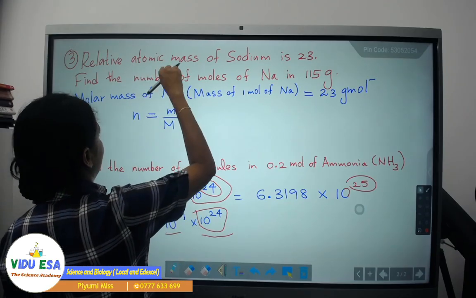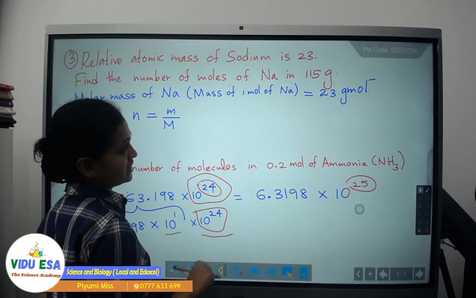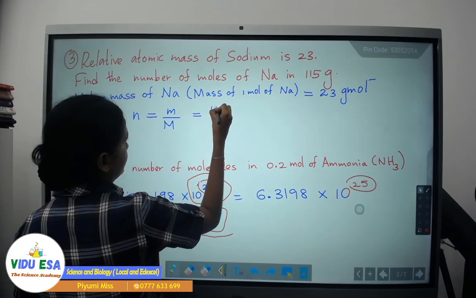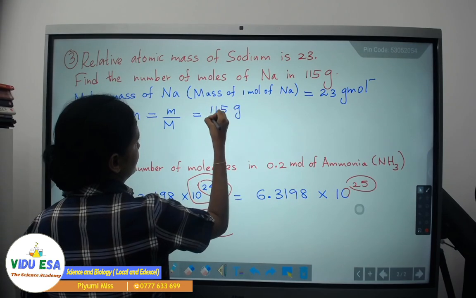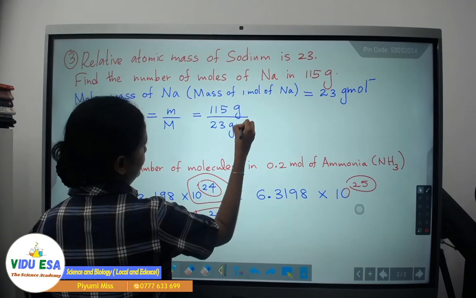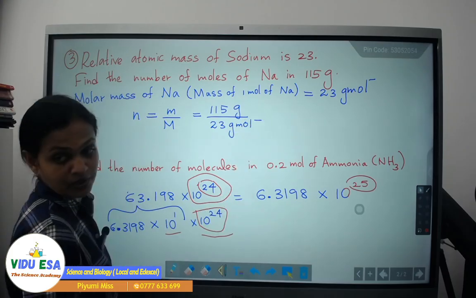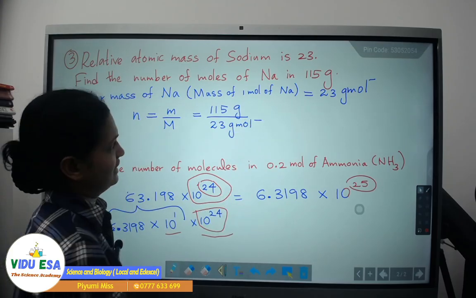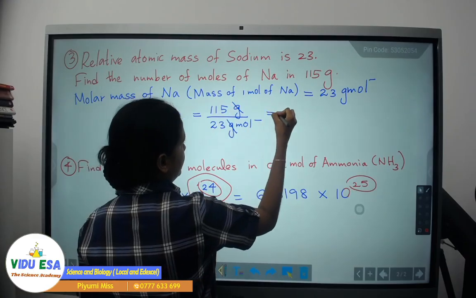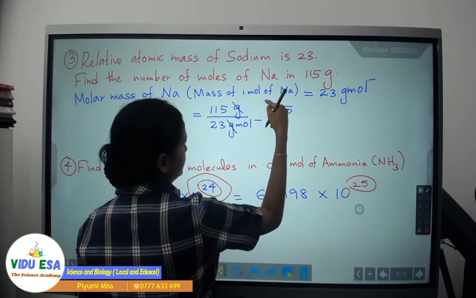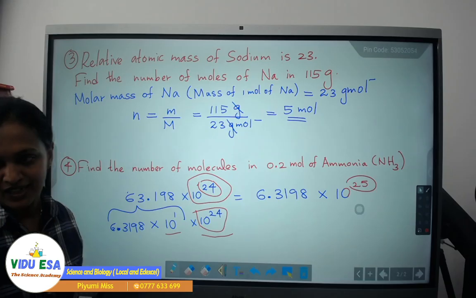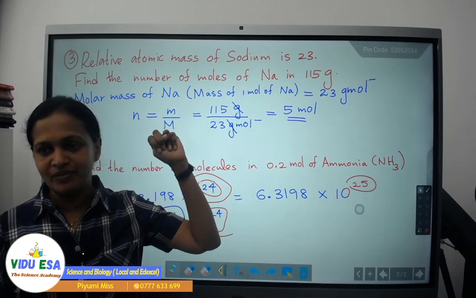So you are asked, find the number of moles in 115 grams of sodium. So the mass is 115 grams. The molar mass is 23 grams per mole. Yes. So here grams, 23 into 5 is 115, per mole. When it goes to the top, it becomes moles. 5 moles.